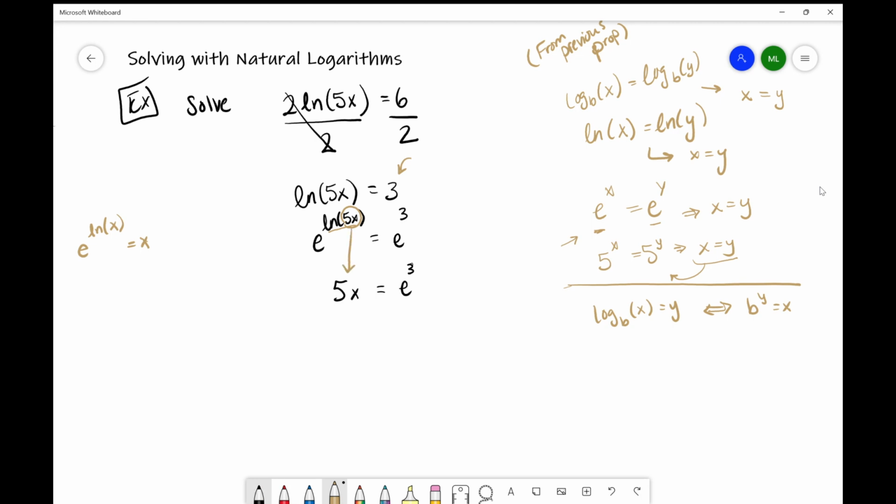So now I have 5x equal to e to the power of 3. Finally, you want x by itself, so divide by 5 on both sides. This cancels out, so now you're just using your Algebra 1 skills: e to the power of 3 divided by 5. You can use your calculator to figure that out. If you round it to 4 decimals, you get 4.0171, and this would be your final answer.